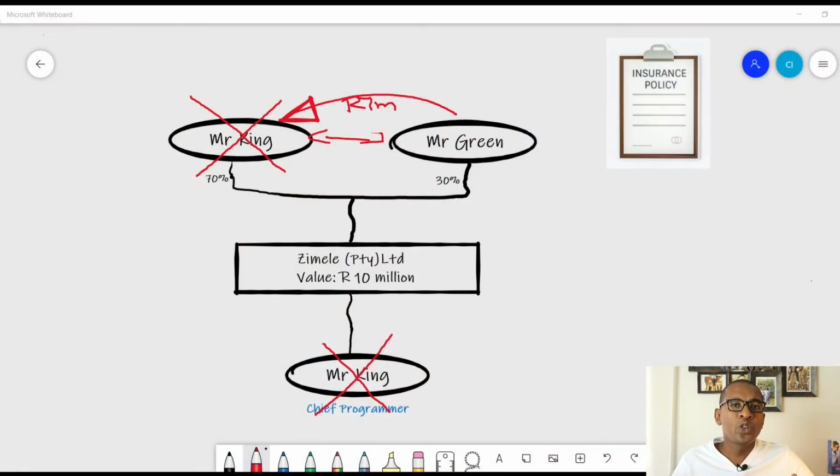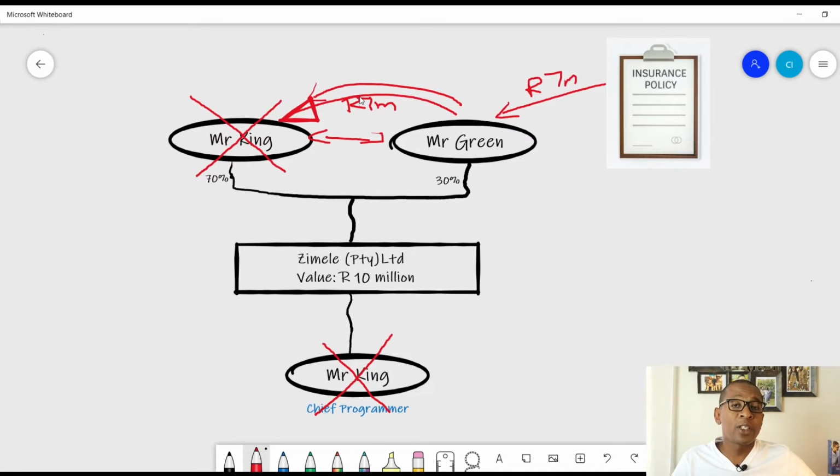So a possible solution could be to introduce an insurance policy in order to resolve the problem. We know that Mr. Green needs 7 million rands in the event of the death of Mr. King so that he can buy out Mr. King. By introducing a life policy on the life of Mr. King, Mr. Green will get the funding for that transaction from the insurance policy. He will get a payout at the death of Mr. King of 7 million rands, which he can then on-pay to the executor of Mr. King in order to buy those shares.